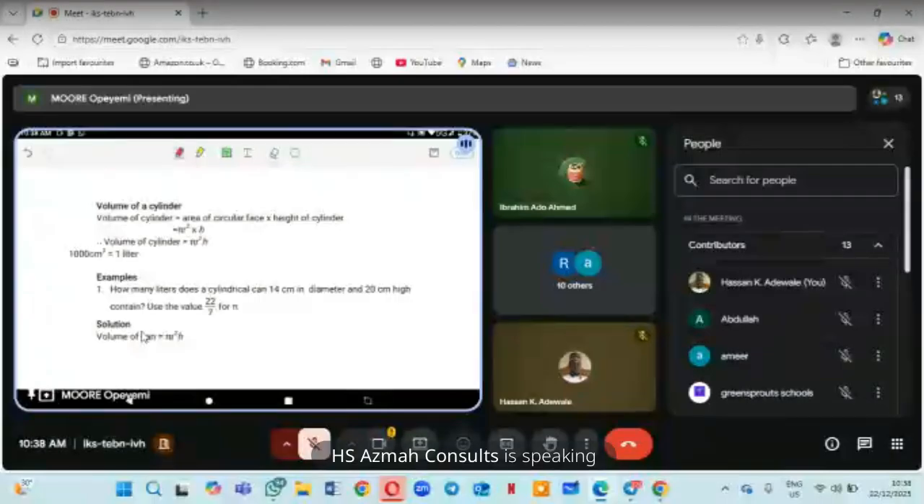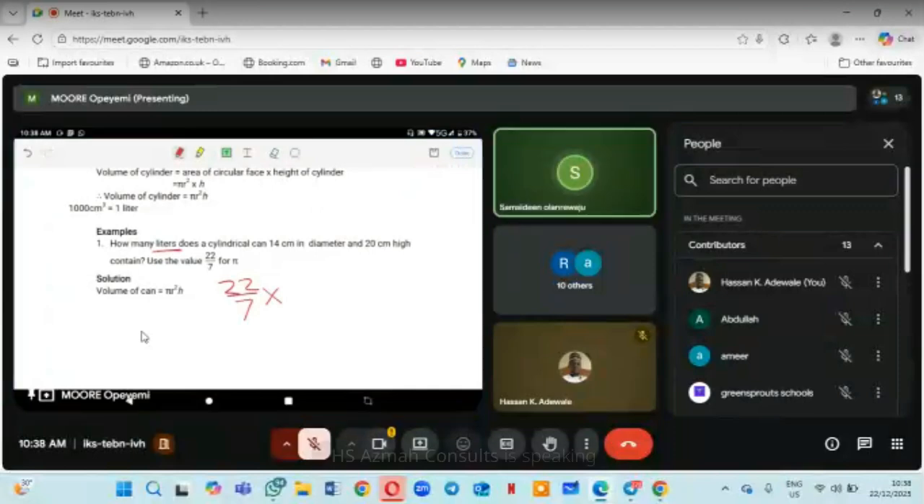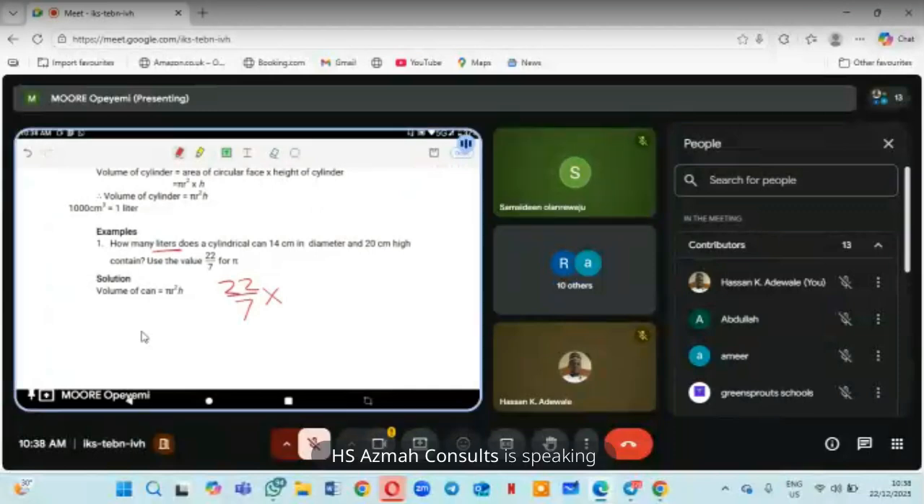We are going to use the formula for volume. Remember they asked us how many liters? That is the capacity. So you will just say that volume of can is equal to pi r square h, which means pi, they said 22 over 7, so that will be 22 over 7 times pi. They did not give us radius, but they give us diameter. Since radius is not given and diameter is given, how do we get radius from diameter? Diameter divided by 2. Thank you very much. So half of diameter is the radius.